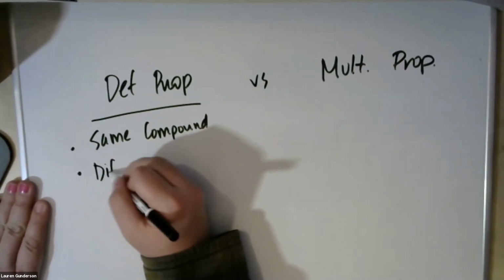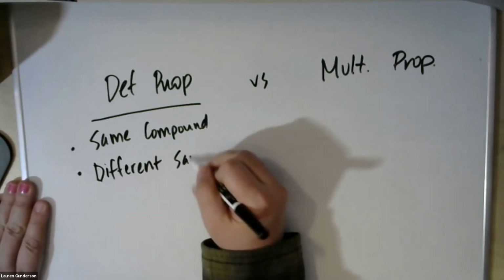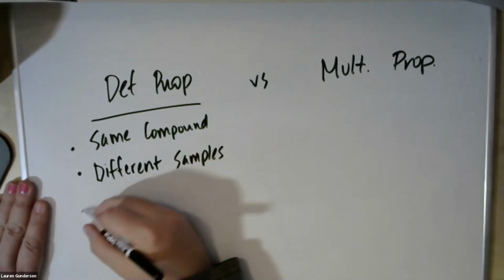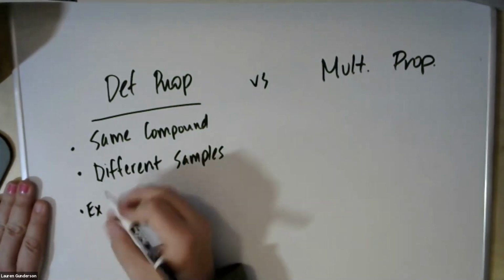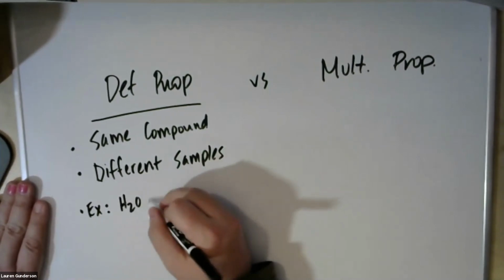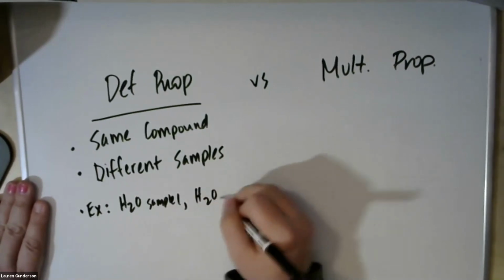We could say that they're different samples, but they're the same compound. Okay, and we could say that an example would be H2O sample 1, H2O sample 2.